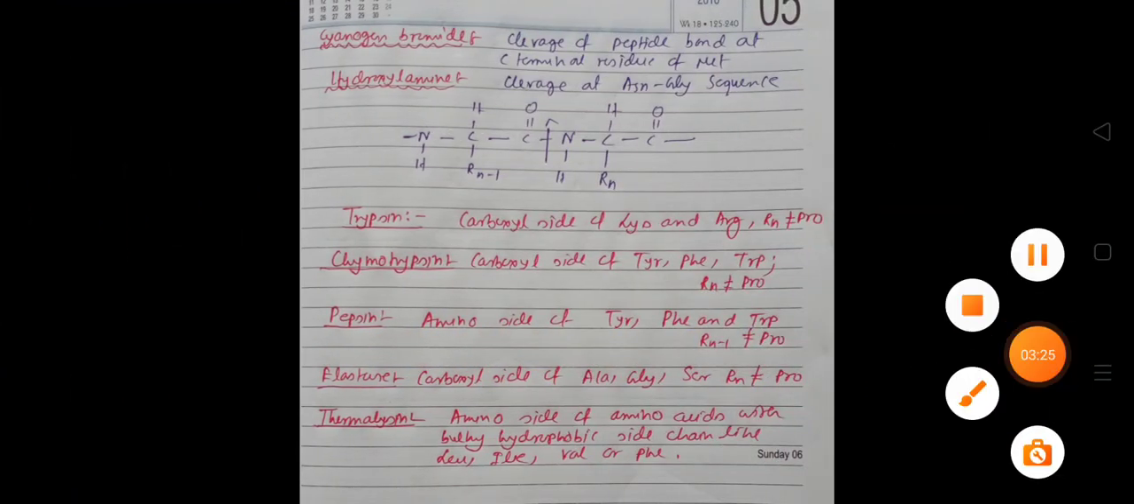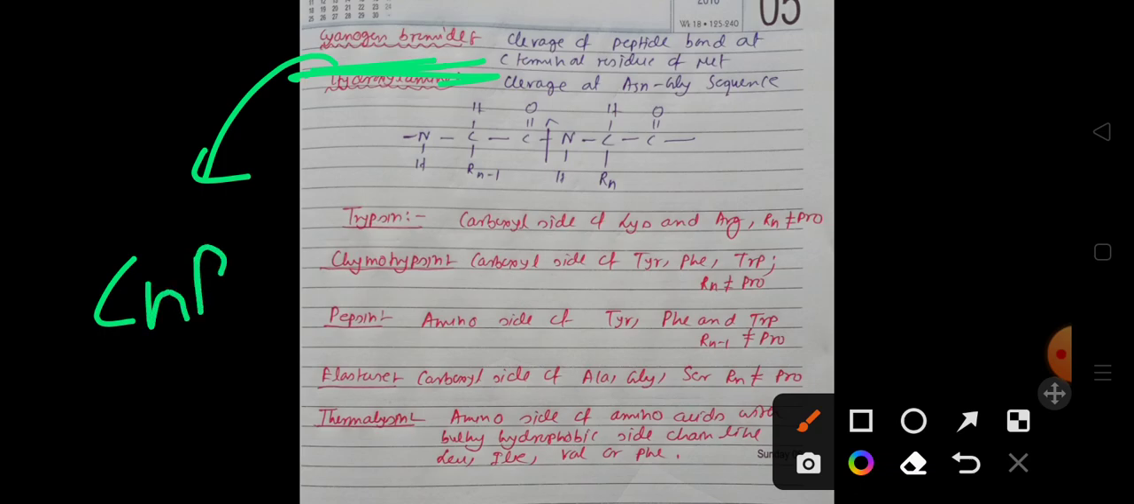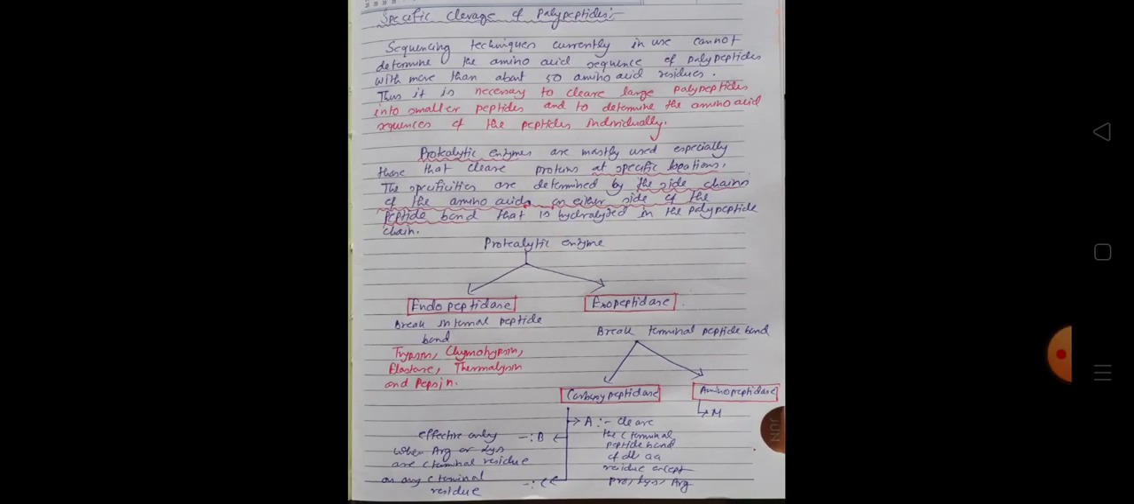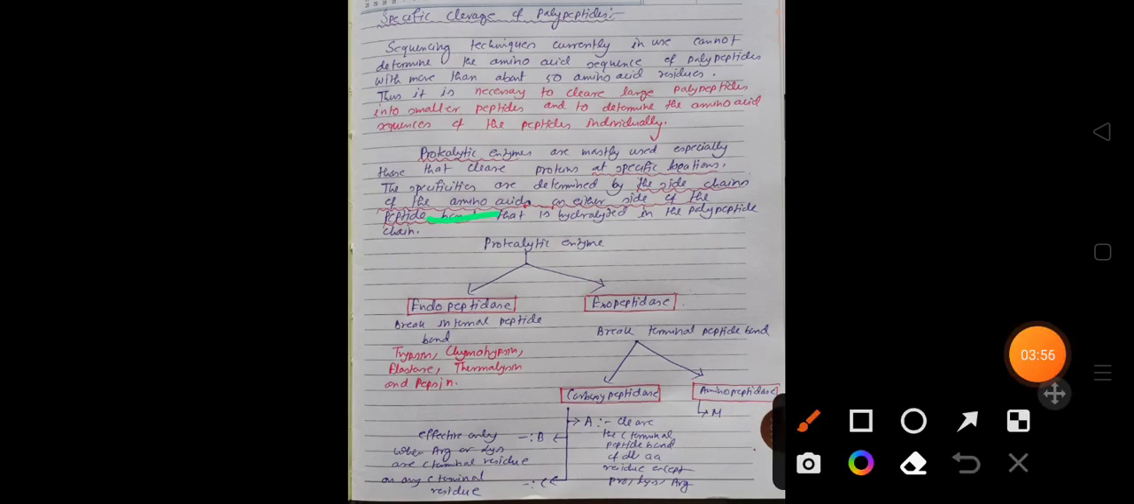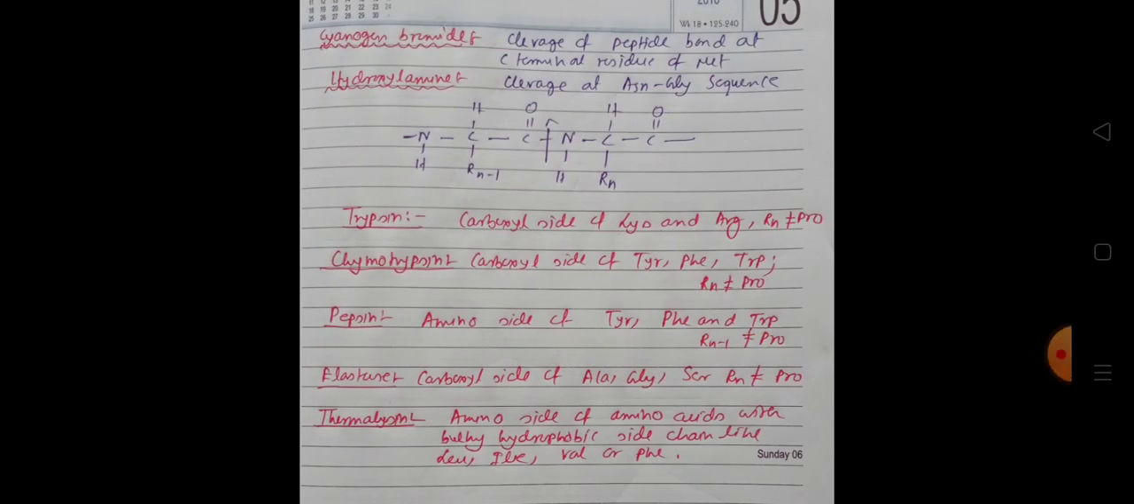Okay, now there are other chemicals that are also available that can break peptides. For example, cyanogen bromide. This cyanogen bromide is very important, and we will talk about it in a couple of topics. Cyanogen bromide will cleave at the C terminus of methionine, and hydroxylamine will cleave the peptide between asparagine and lysine. Now here I have mentioned a line: the specificity is determined by the side chain of the amino acid on either side of the peptide bond. Why I have told you this, we will see in this part.